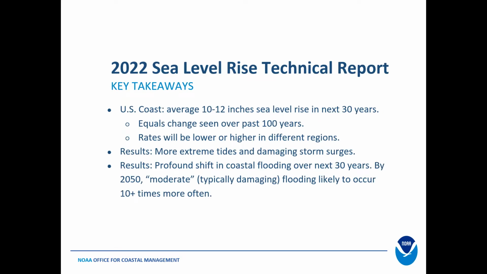So as I mentioned, this is just repeating. We're going to potentially see another foot of sea level rise, depending on the location. It makes a difference, but on average in the next 30 years, with more extreme tides, high tide flooding is going to start to impact coastal areas almost every month, and a profound shift in coastal flooding. We'll still have our coastal storms, but they're typically going to become worse over time.